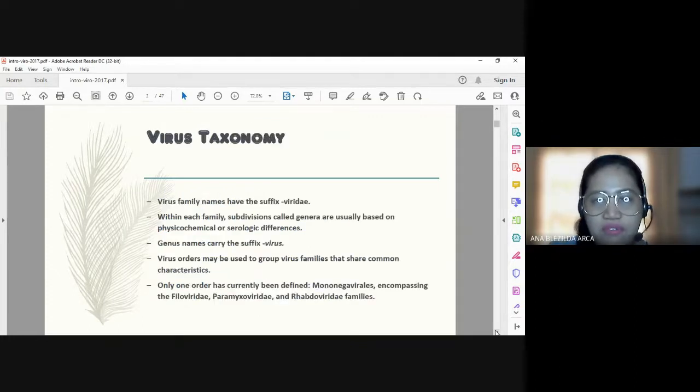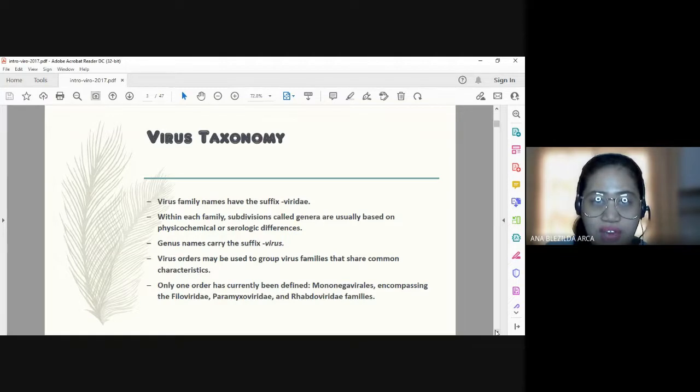Now, when it comes to virus taxonomy, this is the way on how you're going to name the viruses. So, we make use of the suffix viridae to refer to the family of the virus. Okay? So, ano ba example dyan? Example is the Rhabdoviridae. So, viridae meaning family, di ba? Ibig sabihin ng Rhabdoviridae, that is the family ng rabies virus. Ang tawag sa virus is rabies virus, yun ang tawag. Pero yung family niya, Rhabdoviridae.